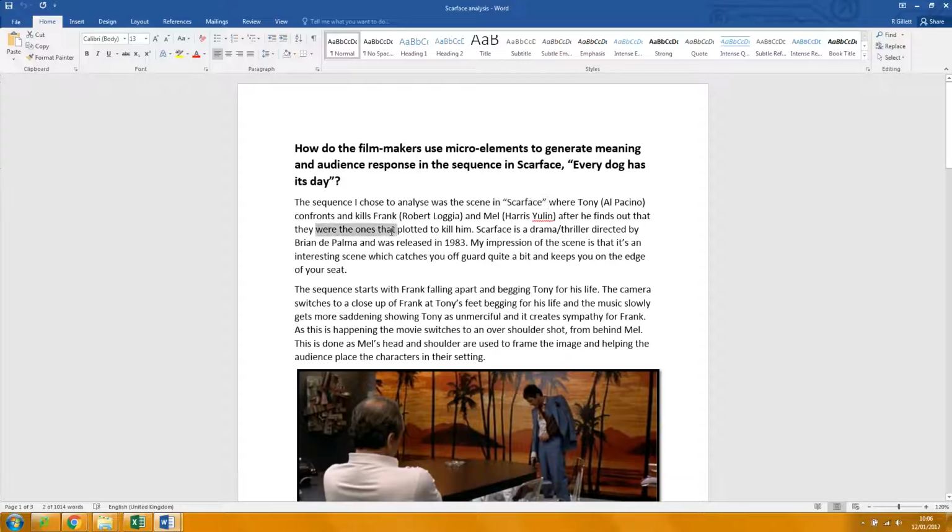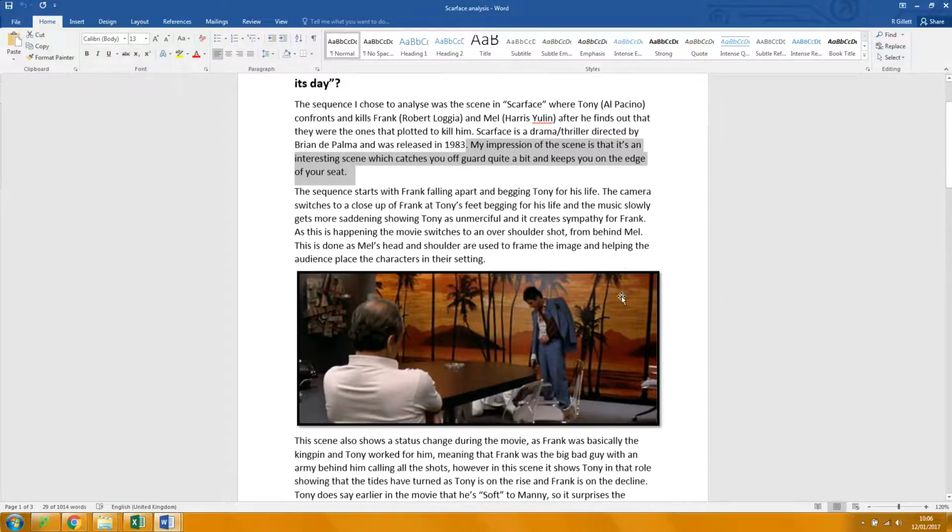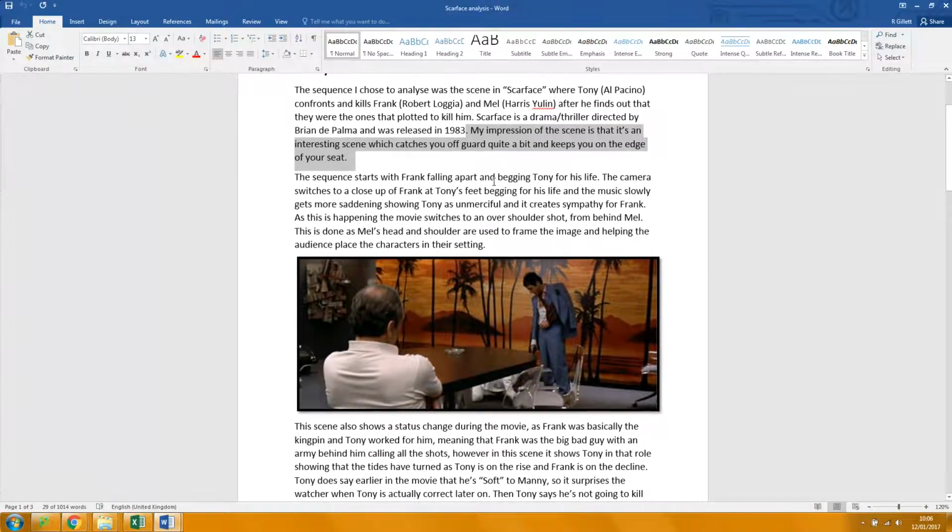They have plotted to kill him, I think. Okay, I'd take this out. I don't think that does you any good. Now, when you say the camera switches, you need to describe the opening shot, okay? So the long shot that we see.